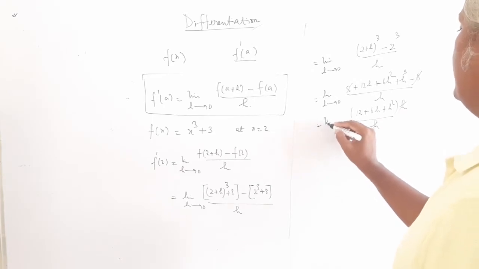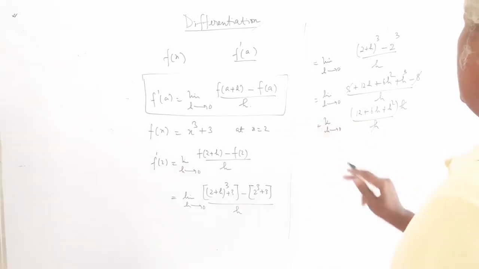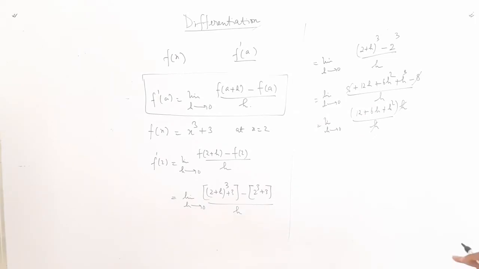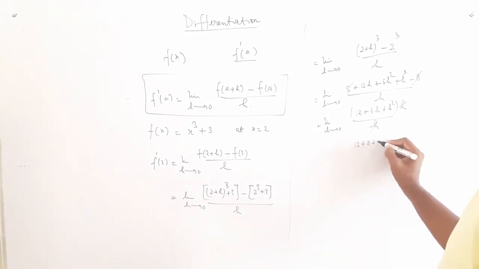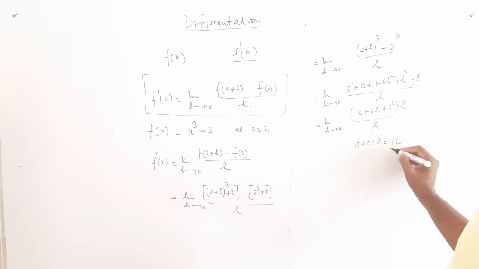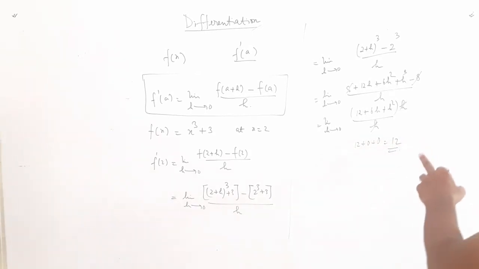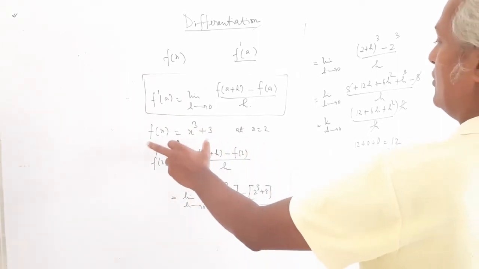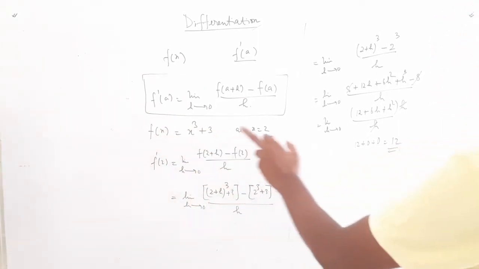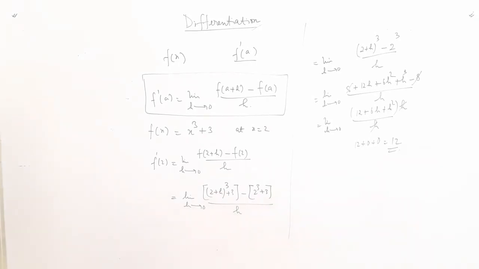So now, the limit as h tends to 0. In this case we can put the value of h directly as 0, so we get 12 plus 0 plus 0, that is 12. So this 12 is the value of f dash 2, meaning the value of the differentiation of this function at x equals 2. This is how you can find the value at given points.